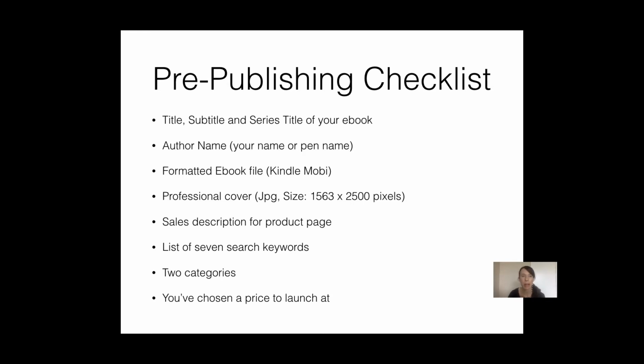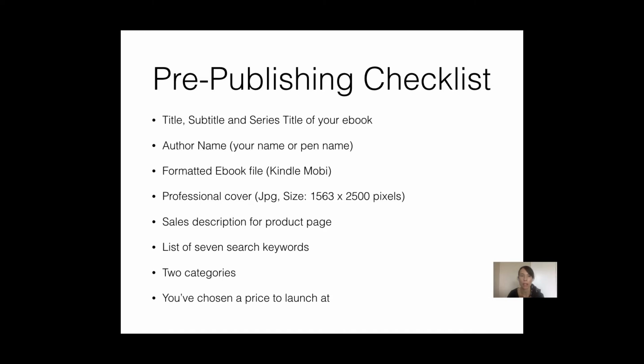Next, you need to have your author name. So this is your name or the pen name that you're going to be publishing your book under. Next, you're going to want to have your formatted ebook file ready for uploading. So this is your finished book. It's proofread, it's edited, it's formatted into a Kindle Mobi file, which is optimal, and ready to be uploaded into the KDP platform.